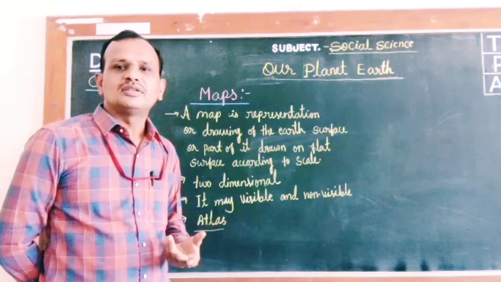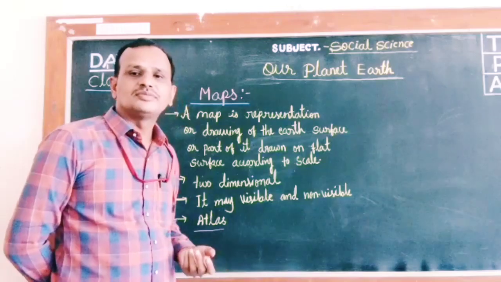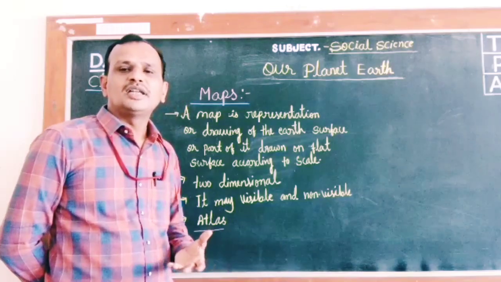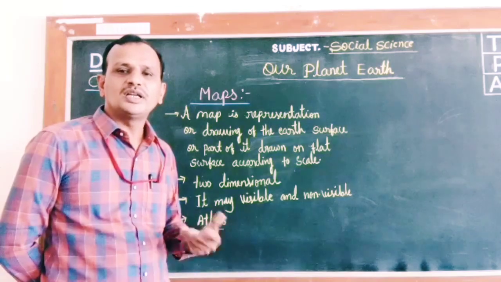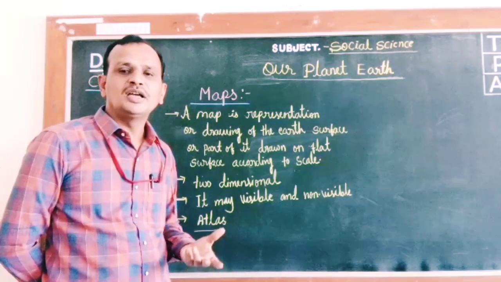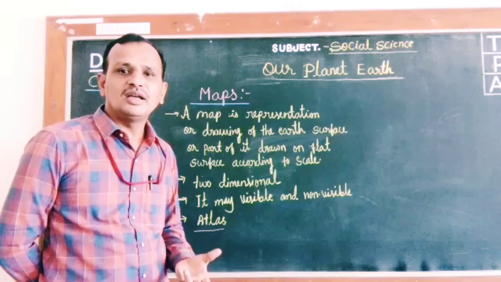You have seen the atlas books, and that book contains many different types of physical maps or political maps. That book contains different types of maps, and that book is called an atlas.